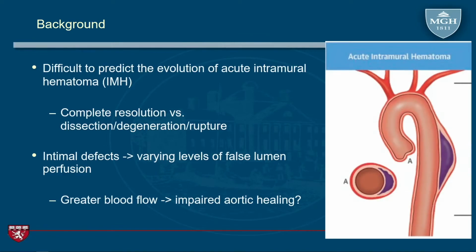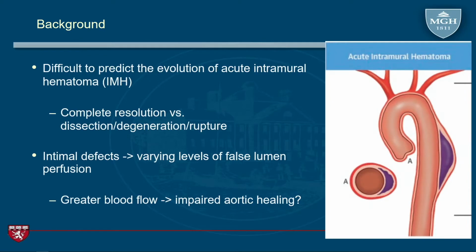Acute aortic intramural hematoma is a complex clinical problem associated with a high rate of adverse events. However, the clinical course of acute IMH can vary widely, ranging from complete spontaneous resolution to progression to dissection, aneurysmal degeneration, and rupture, and identifying predictive factors for adverse events remains a challenge.